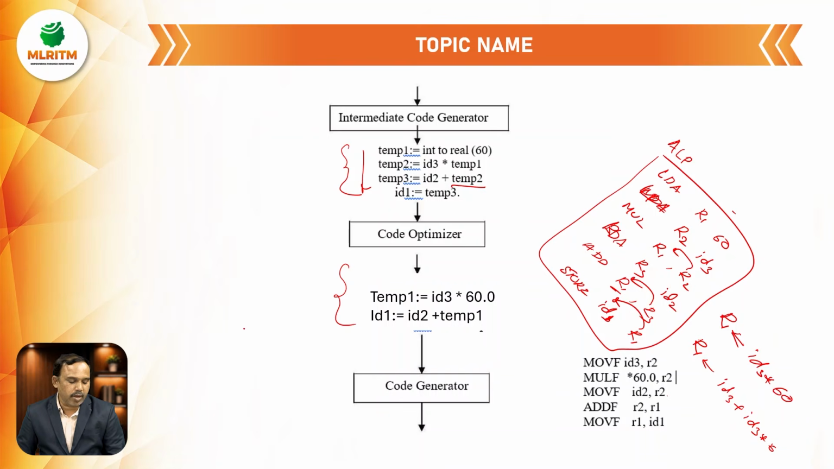At the end, we give the high level language as the input of the compiler, and it produces assembly level language or machine level language. So this is the example for the structure of the compiler.